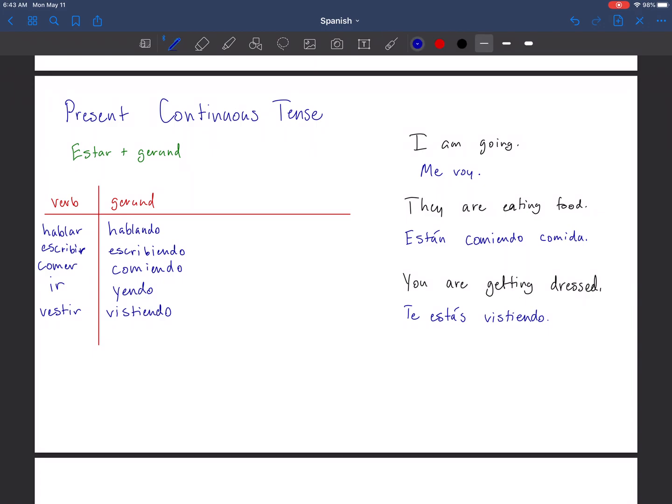So I mean it's really not that bad. You're going to pick up on some words that you would use and you might have to change around, like vestir, like I just talked about. But it's not too bad, honestly.